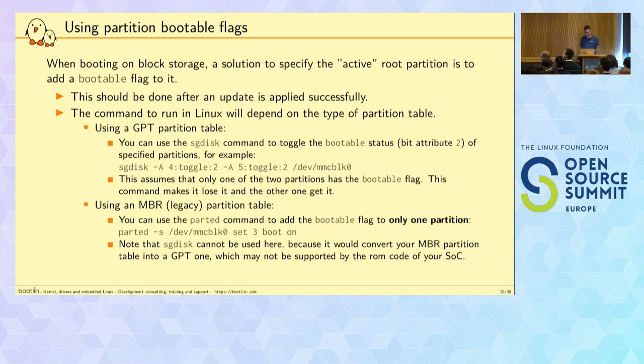So after an update is applied successfully on Linux, you'll have to do that if you detect that it was successful. If you're using a GPT partition table, you can use the sgdisk command, like here. Assuming you have one active partition and another one that's not active, it will toggle the partitions. It will change the state of partition 2 and change the state of partition 4 and partition 5. It just alternates between them, so one is no longer bootable and the new one becomes bootable.